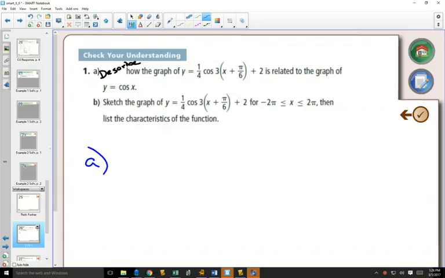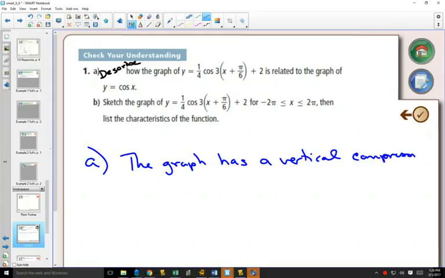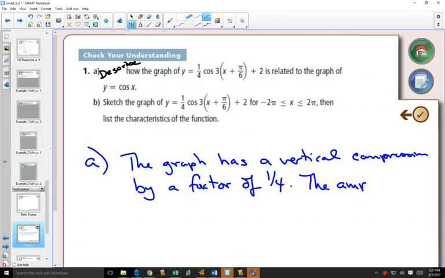I'm going to go across and look at each of the numbers and describe not only what it does with transformations, but also describe the special thing as it's related to sine and cosine graphs. So first of all, the 1/4. We'll say the graph has a vertical compression by a factor of 1/4. So that would be the transformation description of what the 1/4 does. Specifically, that 1/4 means the amplitude is 1/4. So I described it transformation-wise, and now the amplitude is 1/4 instead of 1.